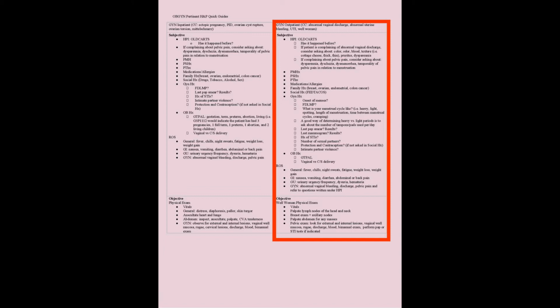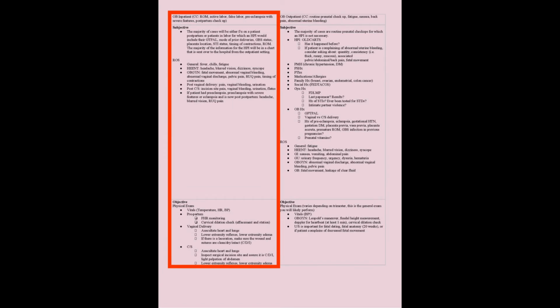And then for your pelvic exam, it's really important to look at the external and internal genitalia, make sure there's no lesions, check the vaginal wall mucosa and the color of it, if it's pale, red, pink, check if it's well rugated, if there's any discharge or blood, and then do the bimanual exam to palpate for any ovarian masses. And then if indicated, you will be performing the PAP or STI tests. So that's it for the outpatient. I know it was a lot, but if you print this out and bring it with you, I think it'll be helpful. Moving on to the OB inpatient and outpatient.